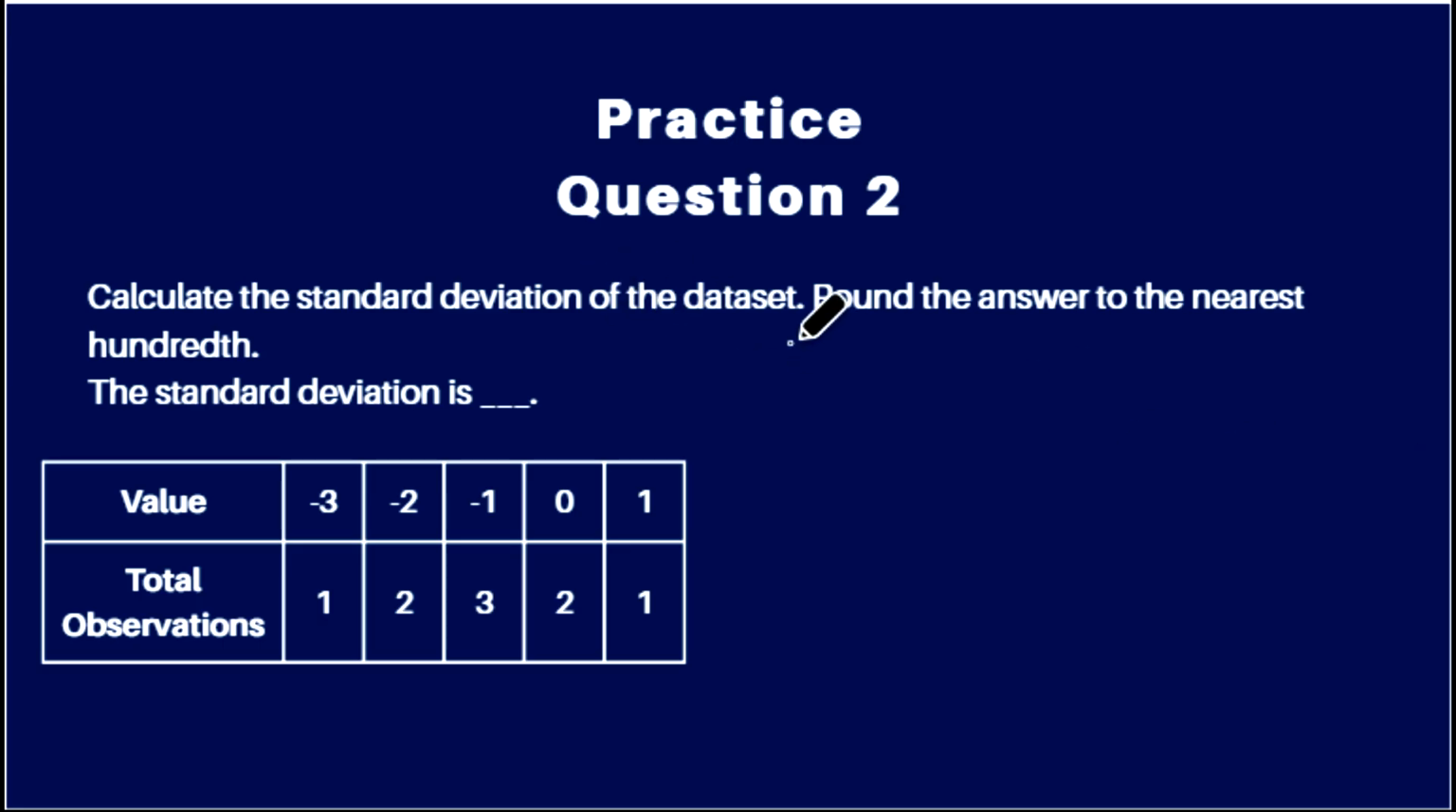Okay, so first I'm going to start by making our table. We have 1, negative 3. We have negative 2 twice. We have negative 1 three times. We have 0 twice. And we have 1 once.